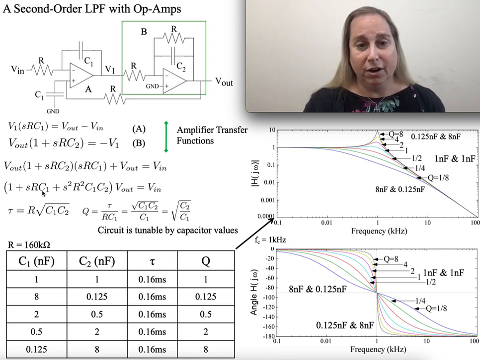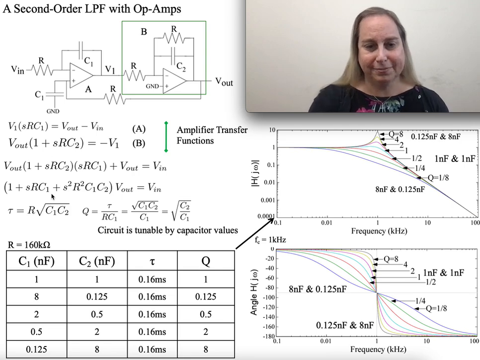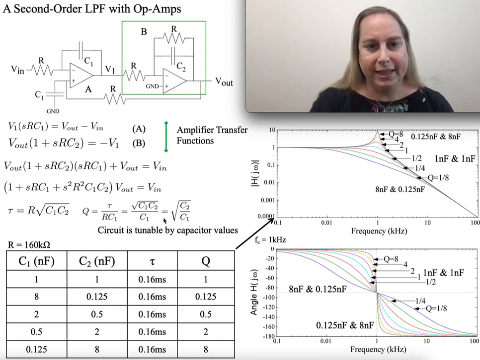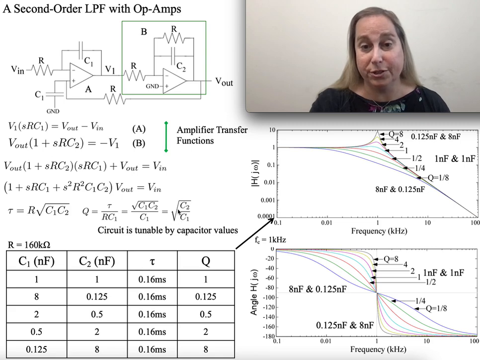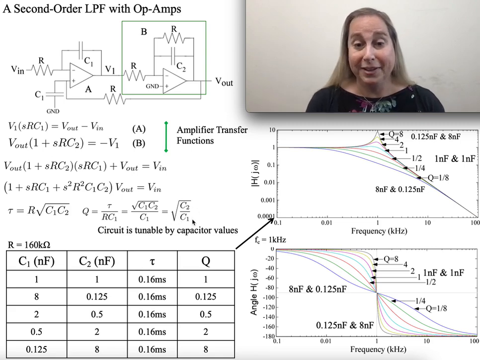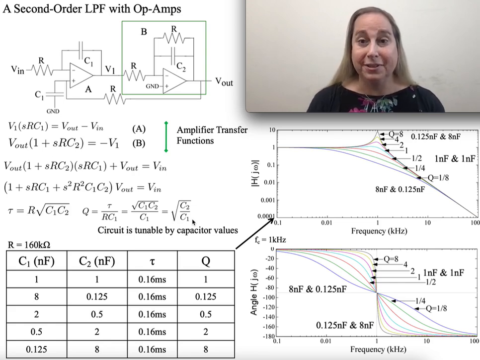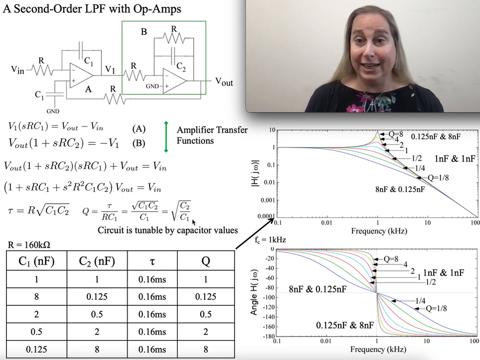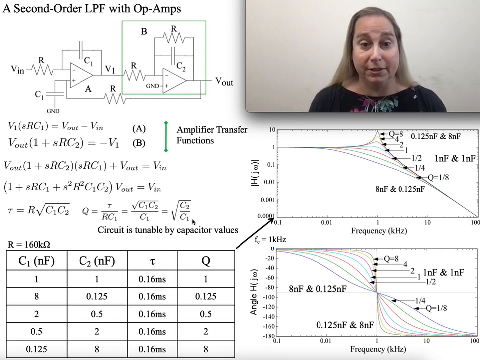And then RC1 is going to be my tau over Q. And so I can get Q as tau over RC1, and when I push this through, that actually gives me something very nice, which is the square root of C2 over C1. So you're like, this is awesome. Okay, so it's like, wait, I can choose different caps, and I get different responses. That's kind of a neat circuit to try to build.